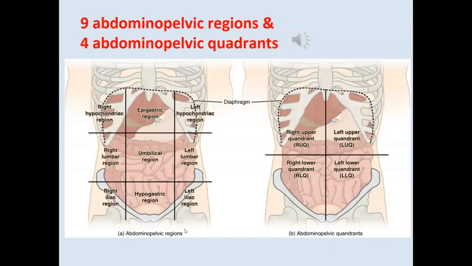And to the left and right are the lumbar, left and right lumbar regions. Down here to the left and right of the hypogastric are the iliac, left and right iliac.